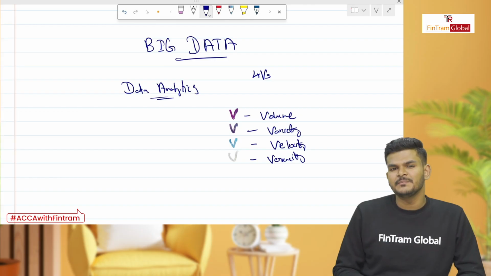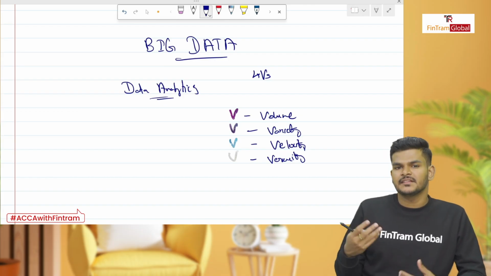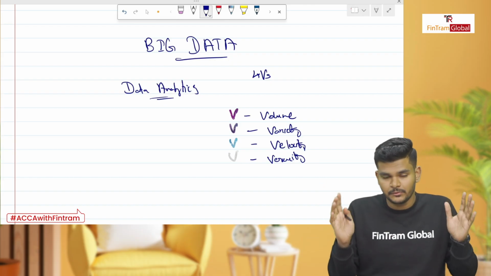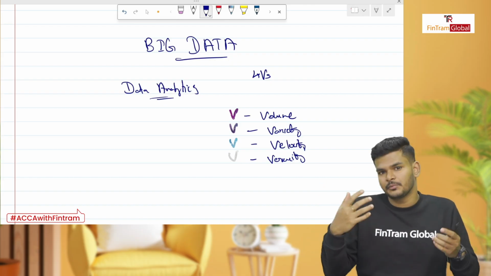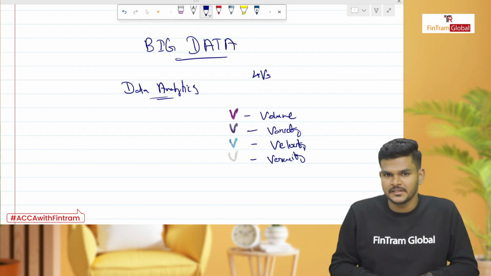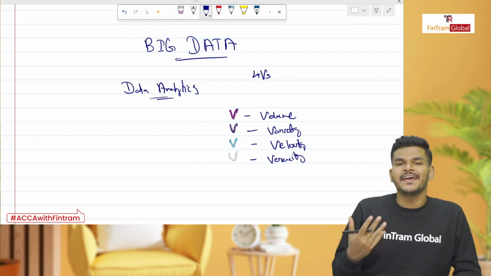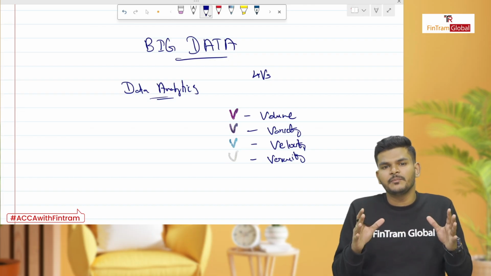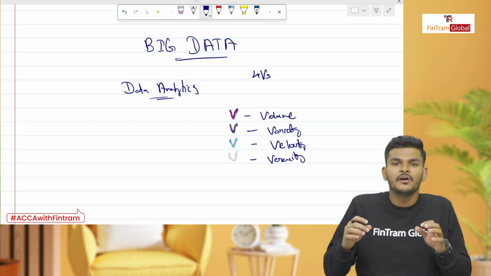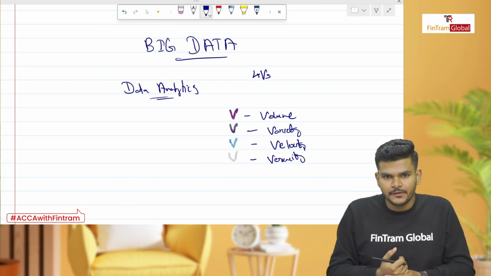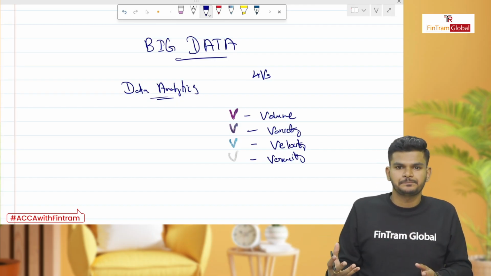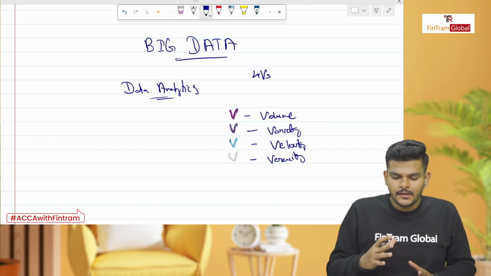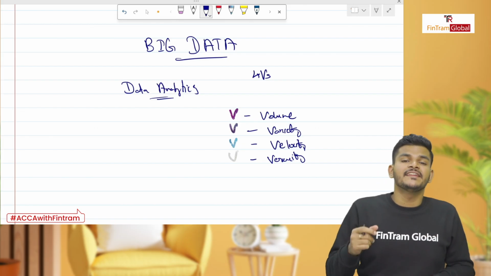What does this mean exactly? Volume is something that we know, which is the huge quantity of data that we have, right? We need modern computers and processors in order to process all this information. Simple as that. Secondly, we have variety. It's not just about the volume, but also the variety of the data. We have data from different sources and of different nature as well, right? That's what variety means.